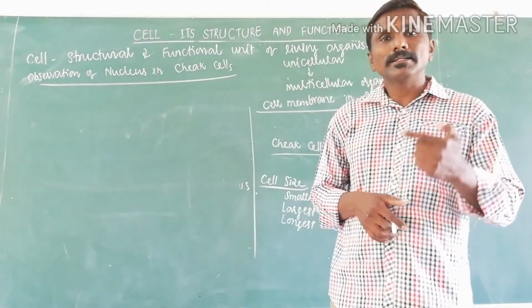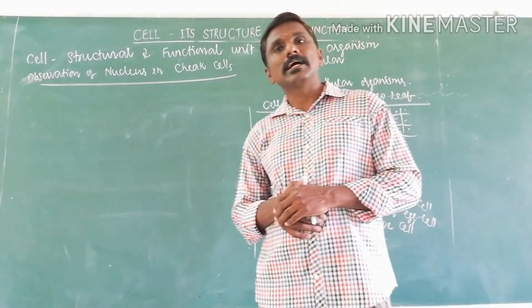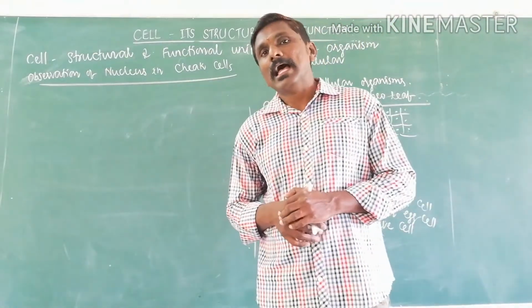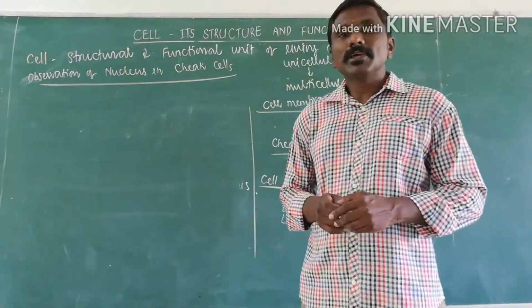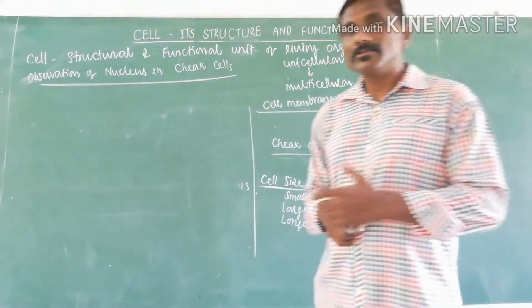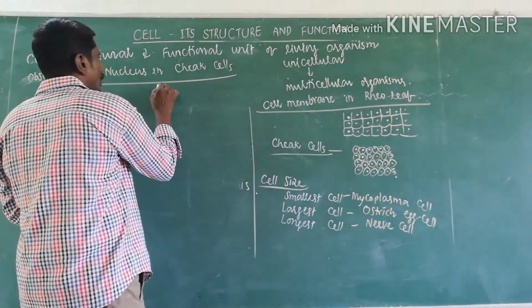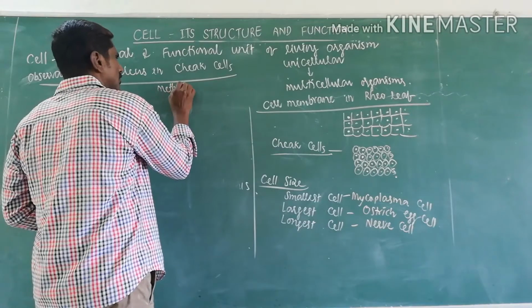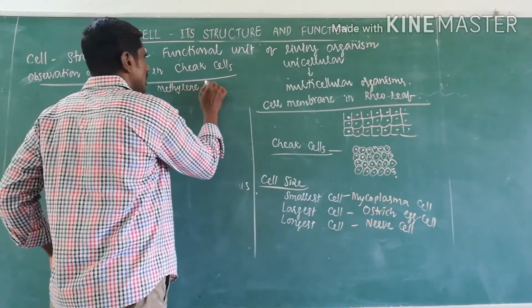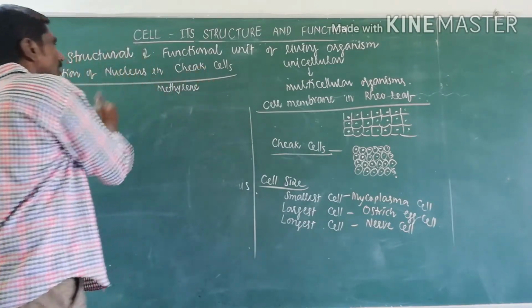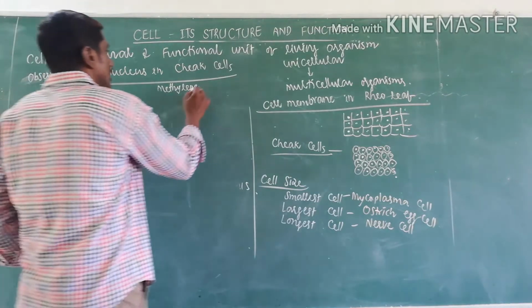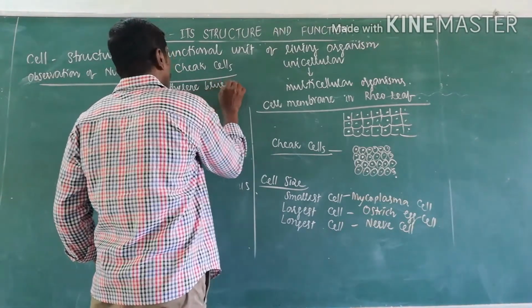toothpick, a permanent slide, a cover slip and a microscope. And for this, we will take the help of one stain, that is one dye, the methylene blue. So you have to remember the dye used in staining the nucleus. Here, this is the methylene blue.